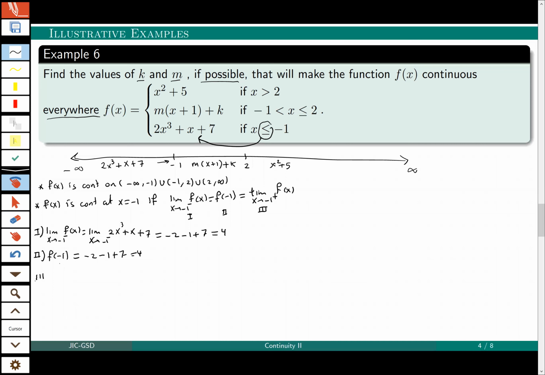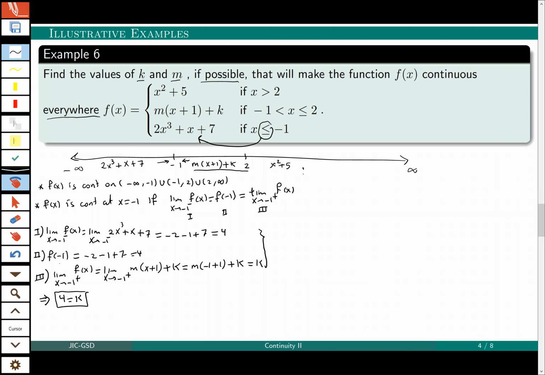The third part of the condition is the limit when x goes to -1 from right, so our function is m times x plus 1 plus k. When you replace x by -1, you will get m times -1 plus 1, which is 0, plus k, which is equal to k. So these three pieces of information will give me that 4 must be equal to k.